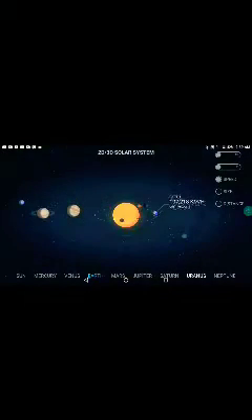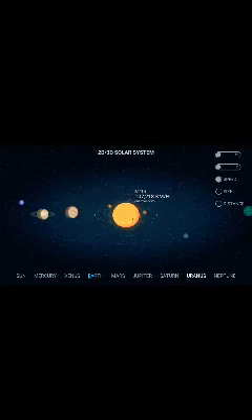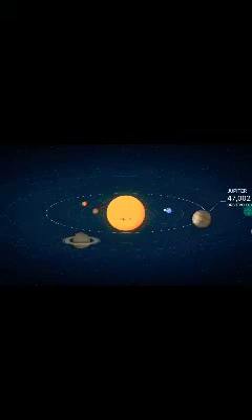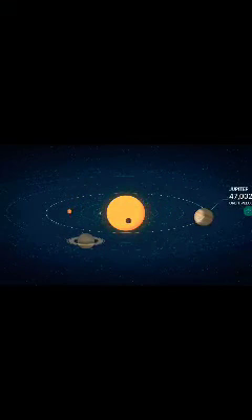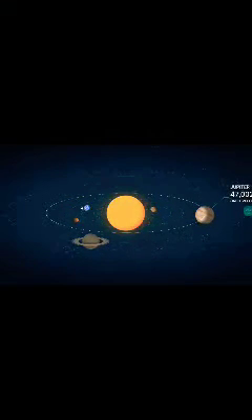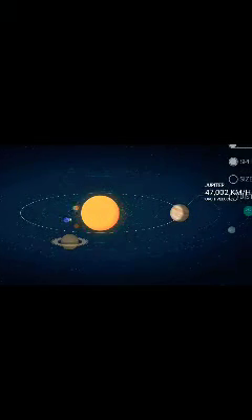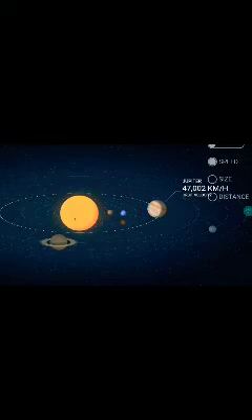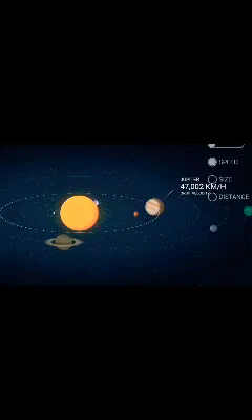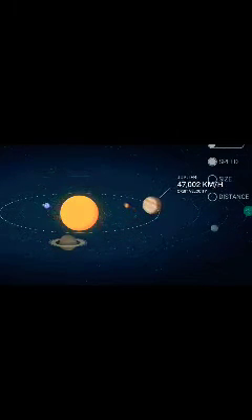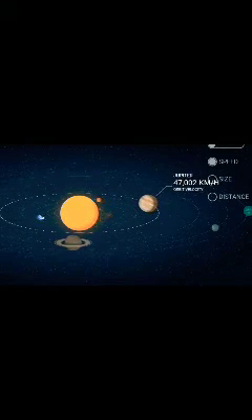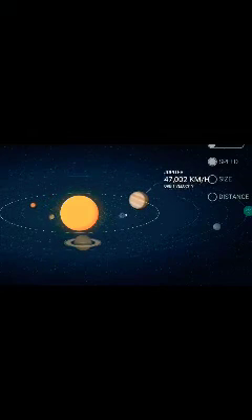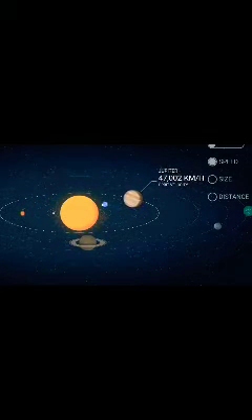Now we have to take the information of Jupiter. So Jupiter, as you can see here, is the largest planet of the solar system. It is so huge that as many as 1397 planets of the size of the Earth can get accommodated in it.